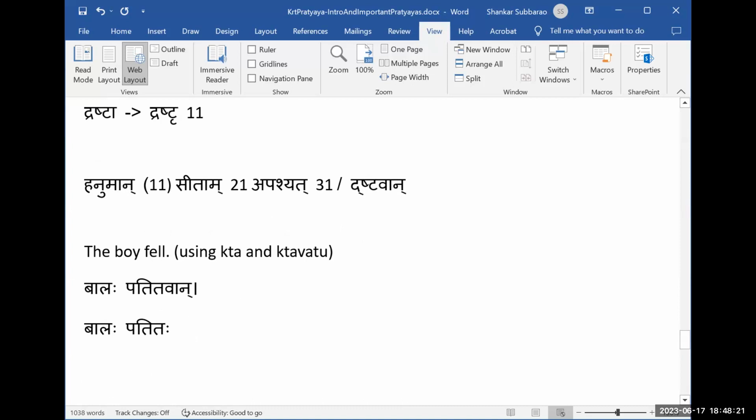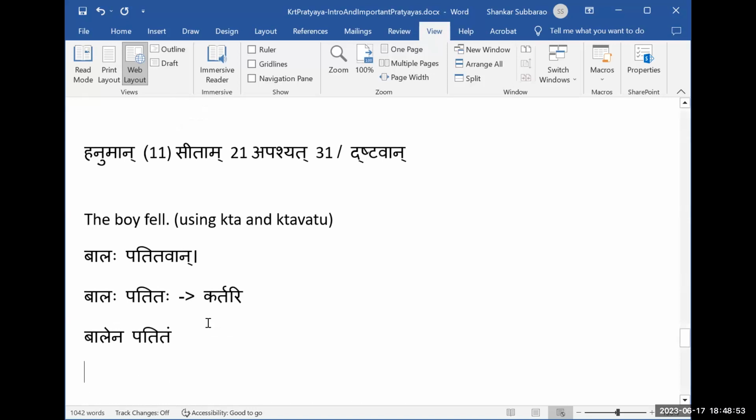Now, can you also put it as karmani or bhave prayoga? See, this is kartari now. Both of these are in kartari. Correct? Now, can you put it in bhave? What will it be? Balena patitam. Balena patitam. Okay. Now, these three are saying what? The boy fell.